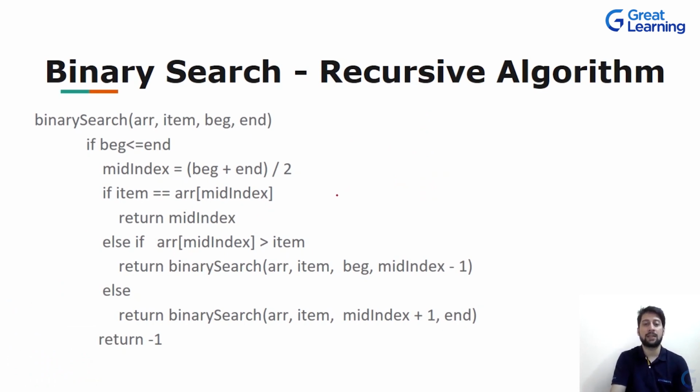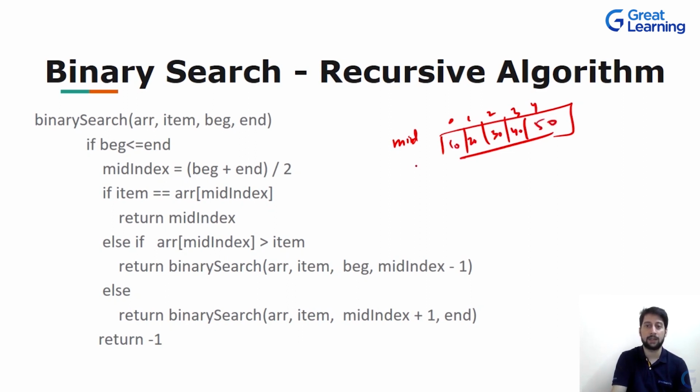Recursively, what will we be doing? Let's take an example of an array with indices 0, 1, 2, 3 and 4, and elements 10, 20, 30, 40 and 50. The middle index will be (0 + 4) divided by 2, that is 2. So this is our middle index, this is 0, our beginning, and this is our end. Now we check for the 50 that we are looking for. This is our item that we are looking for, and this is our middle index.